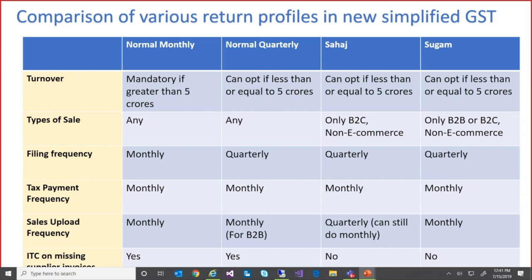Sahaj: if your turnover is less than 5 crore, you can go for a Sahaj and Sugam return. And there you only have to disclose the B2C and non-e-commerce related transactions. So the type of sale should be a non-e-commerce transaction. If you have an e-commerce transaction, you have to file the normal return. Then filing frequency is monthly or quarterly. The payment frequency will be monthly.